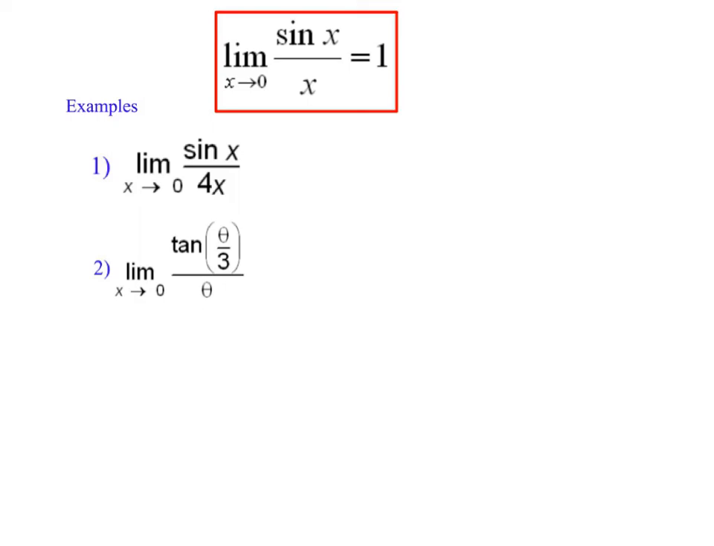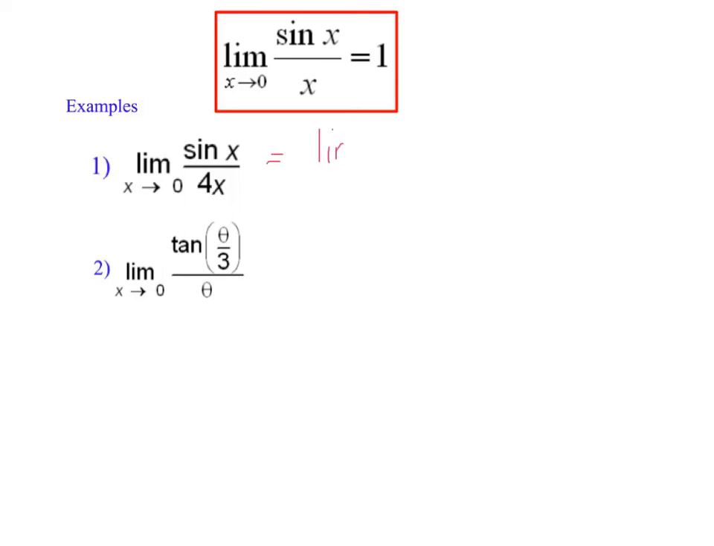So now in order to use this, what I guess we could call a special limit, this angle here and this angle here need to be the same angle in radians. So if you have a question like this where we're asked to evaluate the limit of sine x on 4x as x approaches 0, remember we need the same angle here. So what we can do is take this 4 and move it outside the limit.